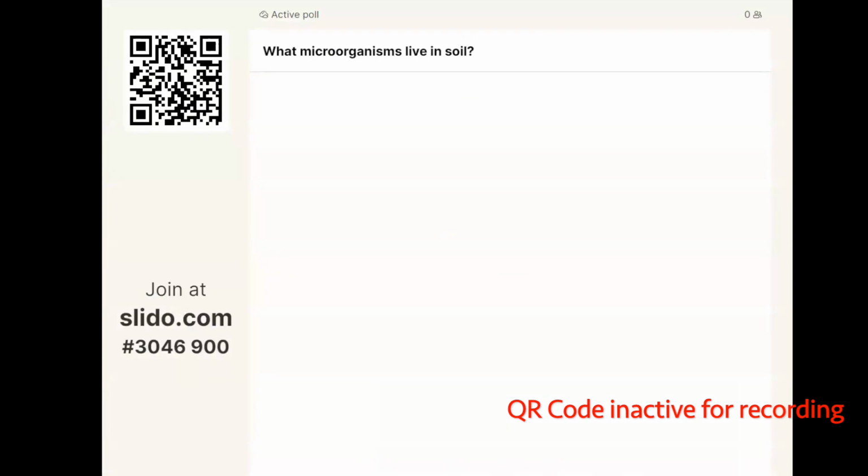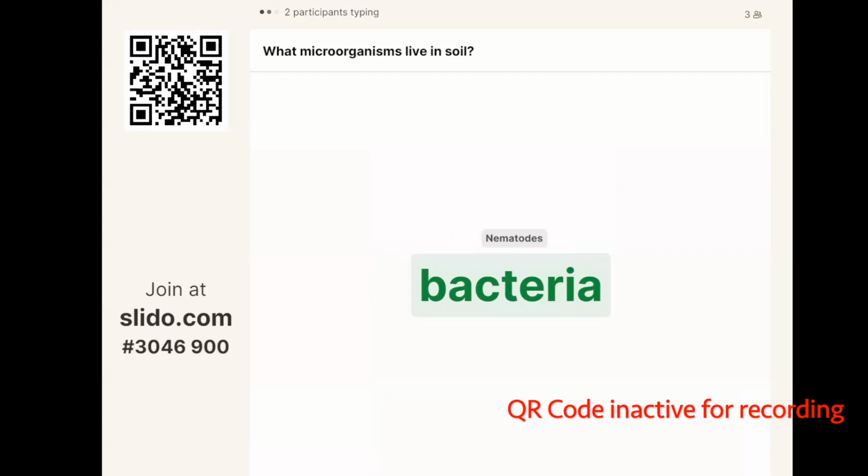So the last one that we have for the Slido is what microorganisms live in soil. This is another word one, I believe, so if you want to put in some words, what do you think lives in the soil? Microorganisms. So we're not talking gophers and worms, big stuff, chipmunks or hermits. So there we go. We got some nematodes. We got bacteria. Bacteria seems to be the popular one. Everybody's doing bacteria again. Anthrax. Yeah, yeah.